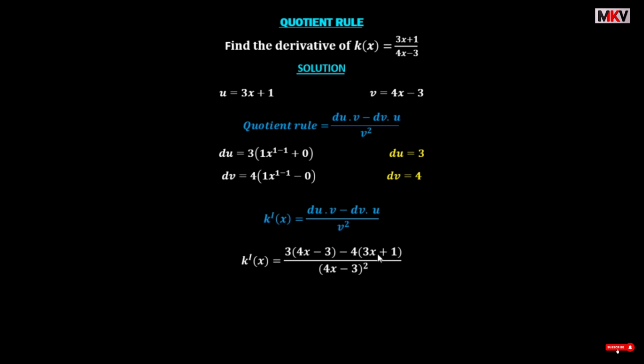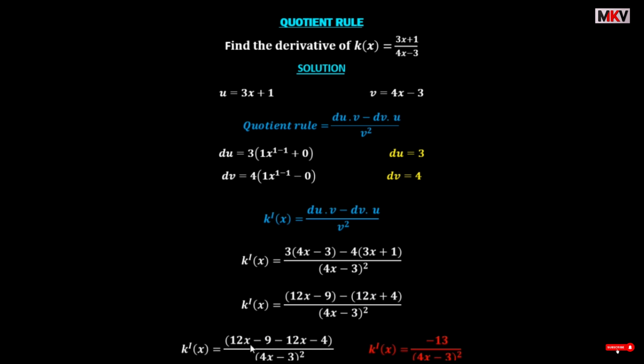So now let's simplify, then expand this bracket. After the expansion, we have 3 times 4x, which is 12x. Then 3 times 3, which is 9. 4 times 3x, which is 12x. Then 4 times 1, which is 4. That is the numerator. So we have 12x plus 9 minus 12x minus 4. Minus 12x cancels 12x. So these two cancel out, leaving us 9 minus 4, which is 5.